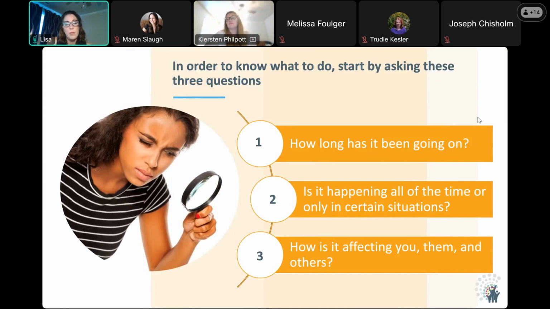If it's happening all the time, it's more likely to be related to a mental health issue, or something that needs to be addressed outside of your child or your family. If it's happening only in certain situations, there's probably an outside trigger that's causing it. It might be a person or a situation. Think about how it's affecting you, them, and others to really get at, is this a big problem? Has this escalated to the point where I need help? Okay, next one.